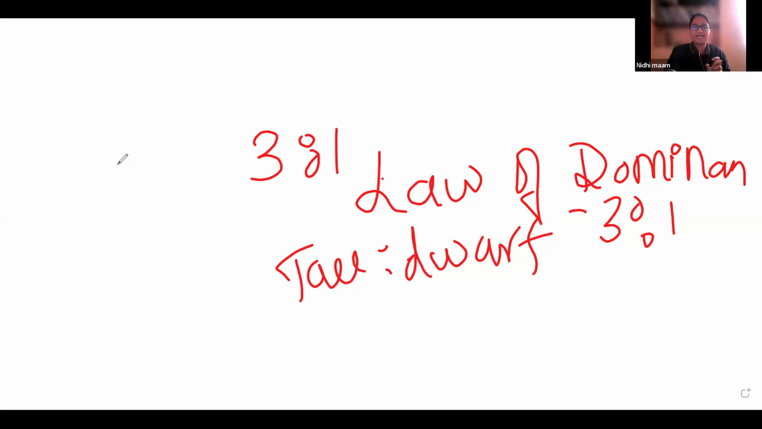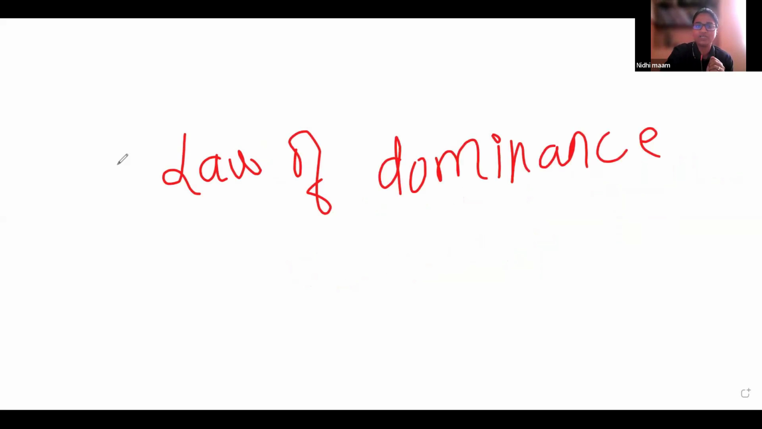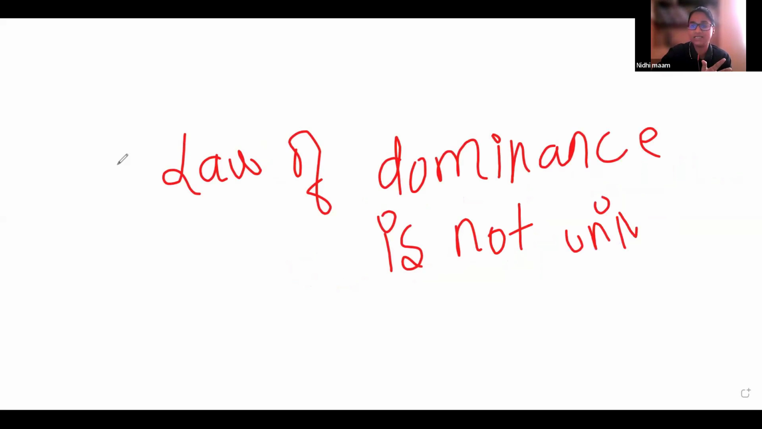This proves that after studying incomplete dominance, they said that the law of dominance which is framed by Mendel is not universally same. That means it is not same for all the plants. It is not universal. It is not same for all the examples. Which law? Law of dominance.